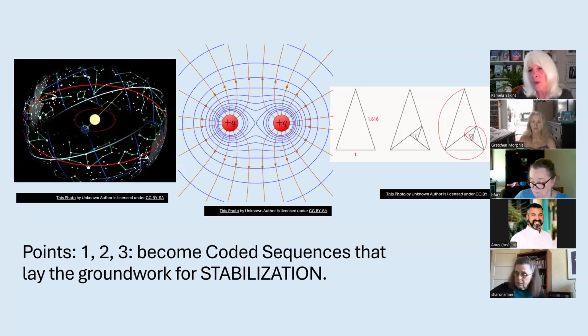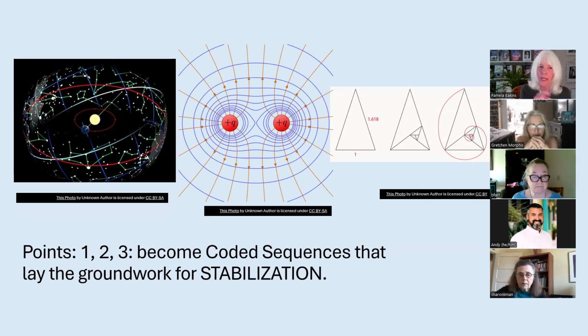So points 1, 2, and 3. When we talk about power 1, power 2, and power 3, we start with 1 point, then we have 2 points, then we have 3 points, and they build on each other. So points, it's very mathematical. Points 1, 2, and 3 become coded sequences that lay the groundwork for stabilization.